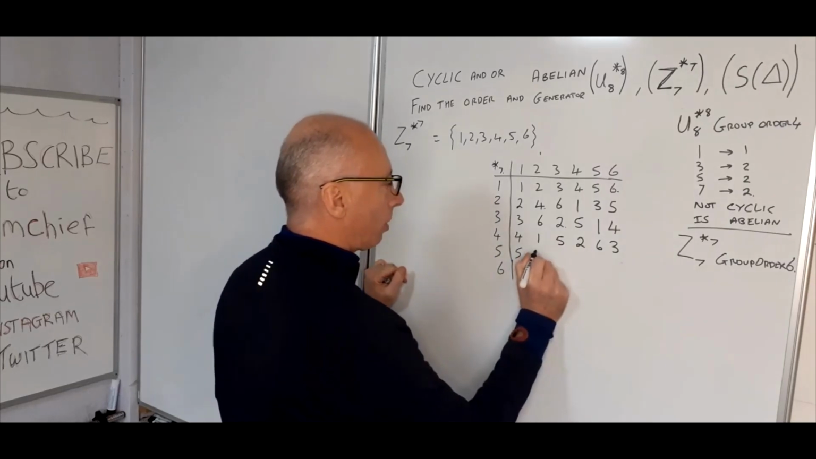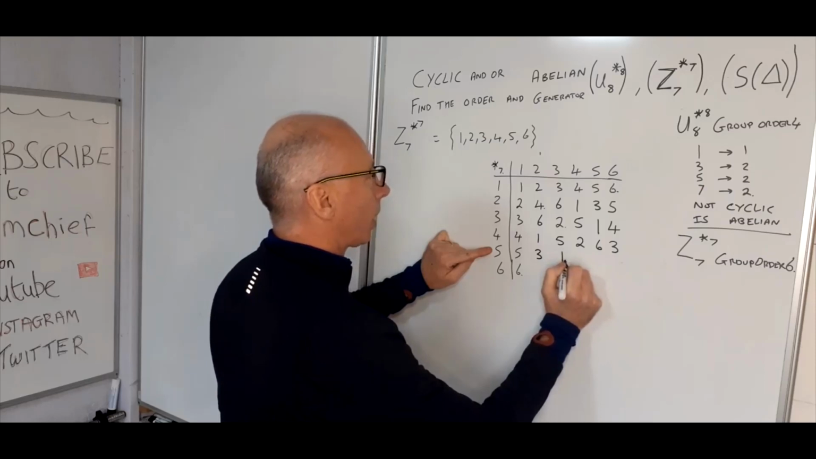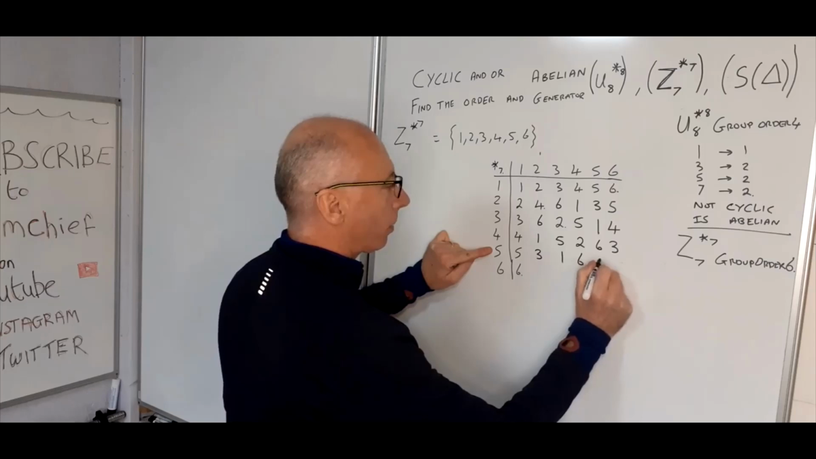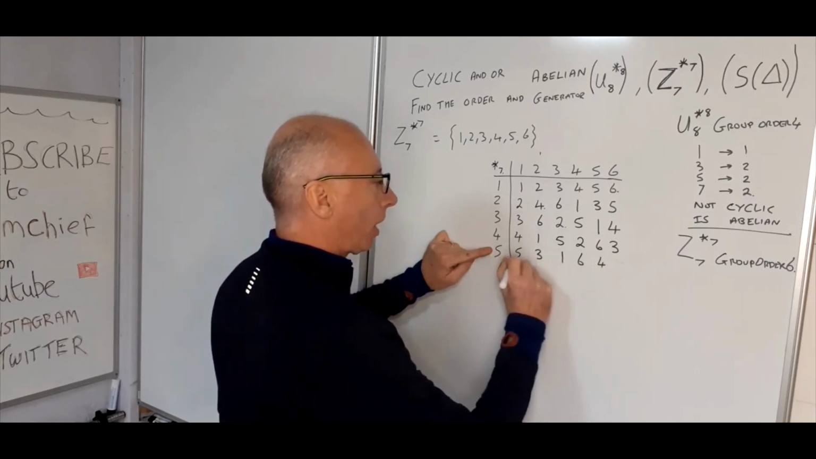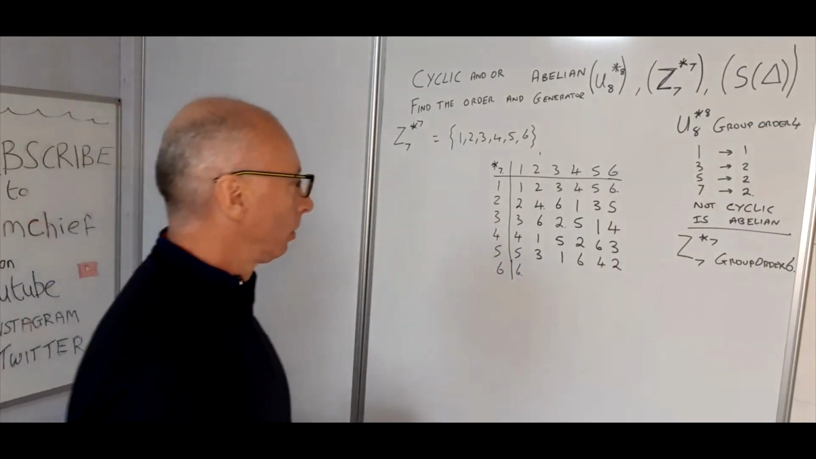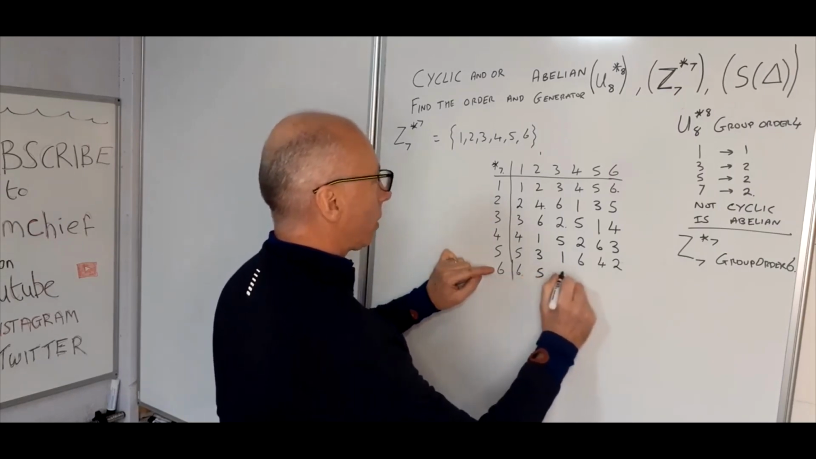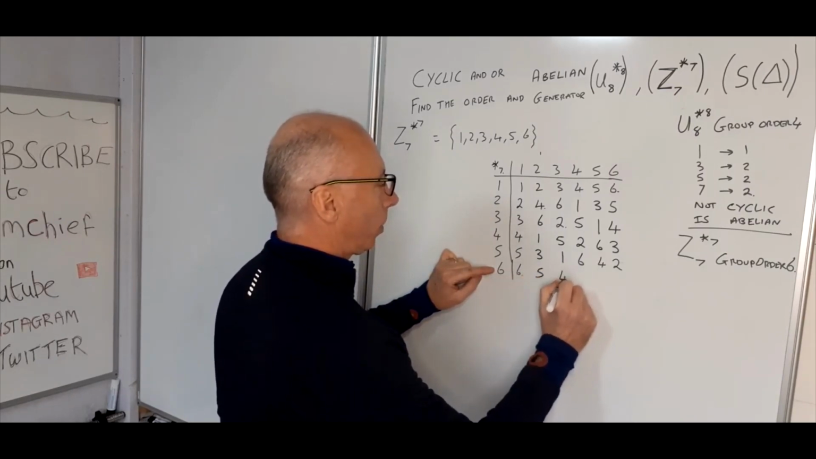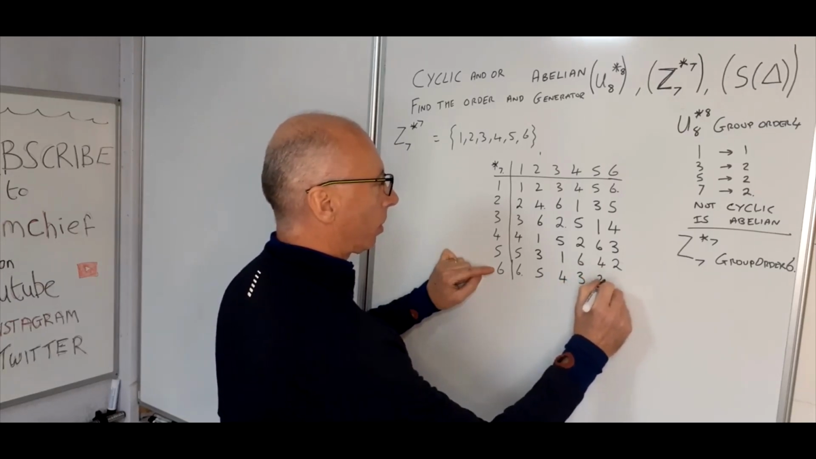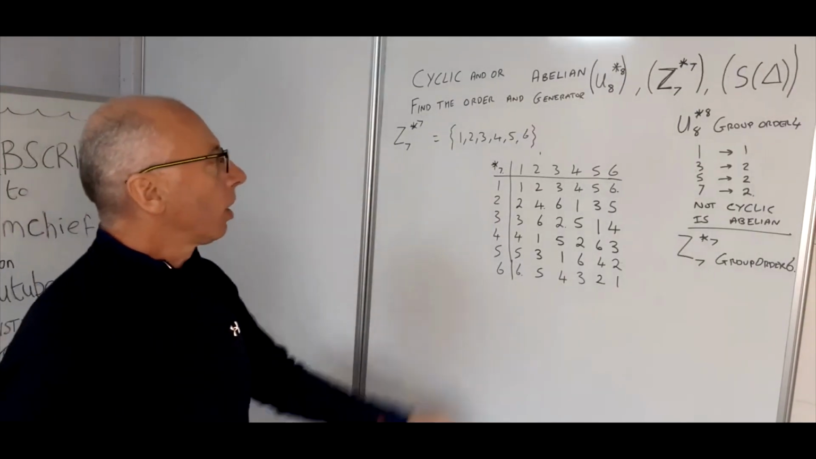5 2s are 10, which gives us 3. 5 3s are 15, which gives us 1. 5 4s are 20, which gives us 6. 5 5s are 25, which gives us 4. And hopefully here we get a 2. 5 6s are 30, and that's a 2. So that also works good. 6 2s are 12, gives us 5. 6 3s are 18, which gives us 4. 6 4s are 24, which gives us 3. 6 5s are 30, which gives us 2. 6 6s are 36, which gives us 1. Okay, so that's our group there.